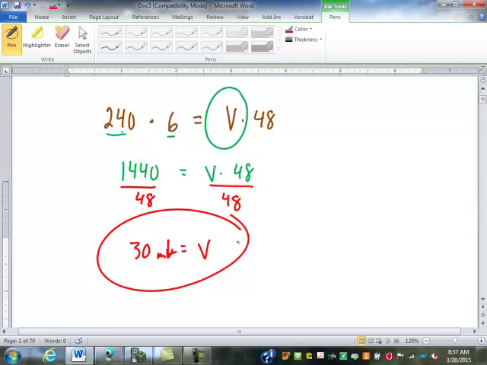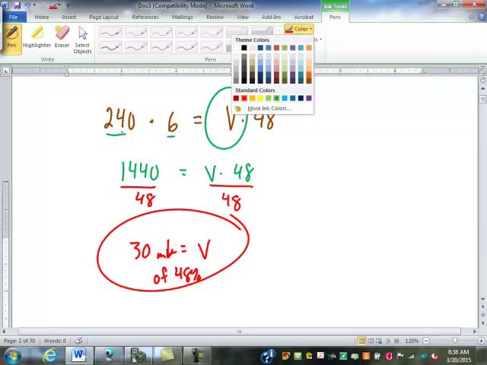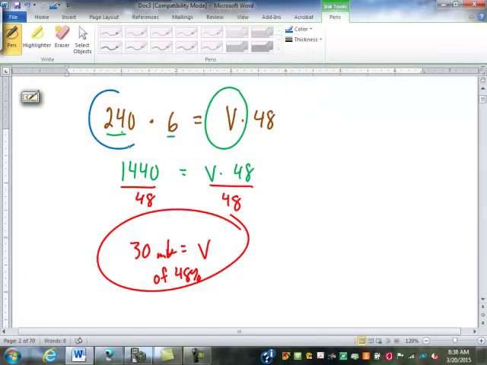But that is, of course, the amount of 48%. We still need to know the volume of water. How do we find that? Well, if we have 240 milliliters of the 6%, only 30 milliliters of the 48%, the difference has to be made up by the water.